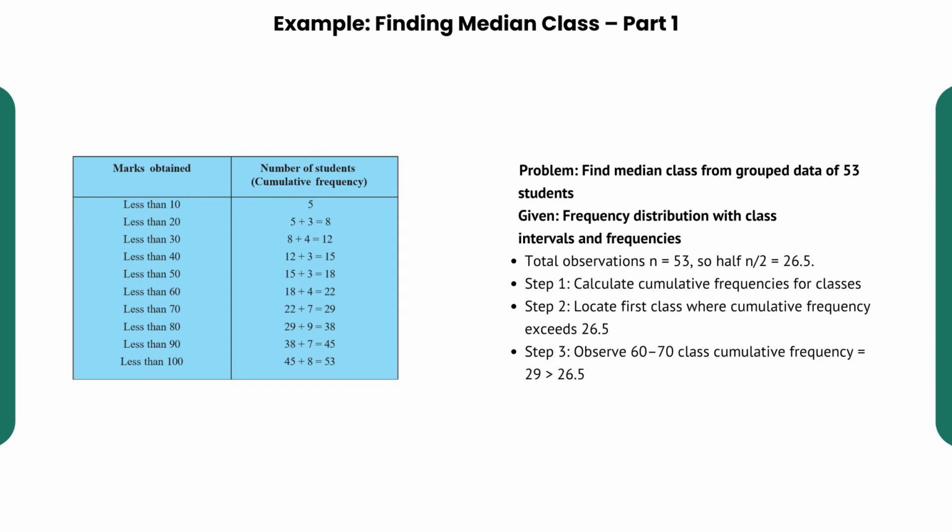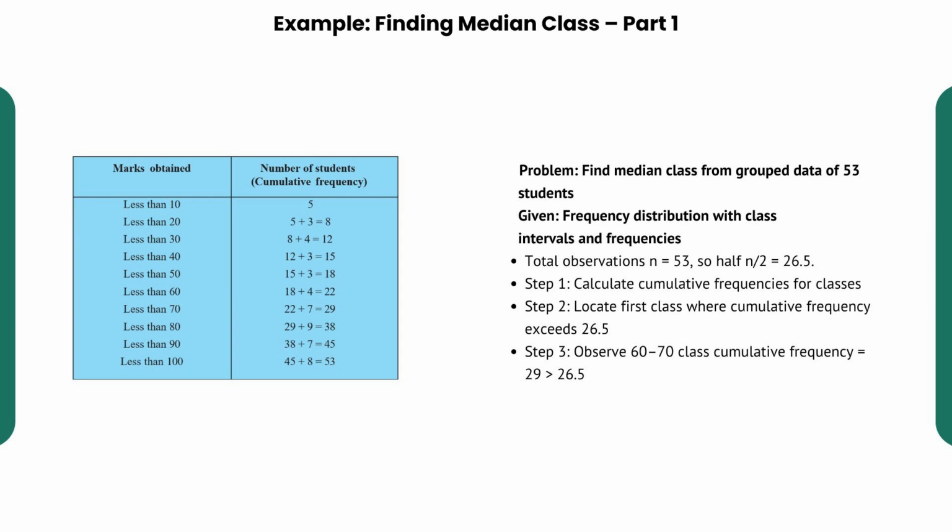Our total number of observations is 53. To find the median class, first calculate n divided by 2, which is 26.5. The next step is to calculate cumulative frequencies for each class interval. Starting from the lowest class, add frequencies progressively.